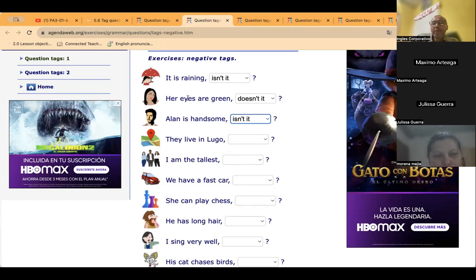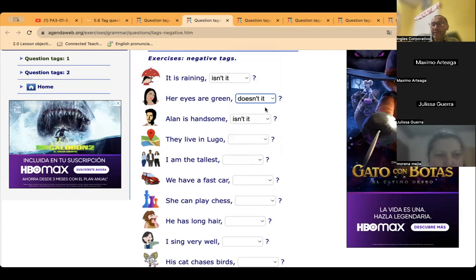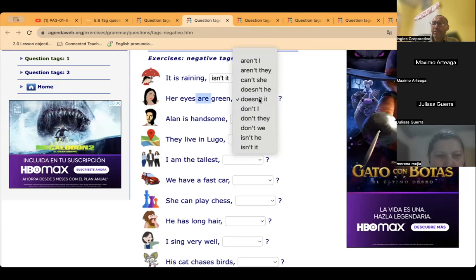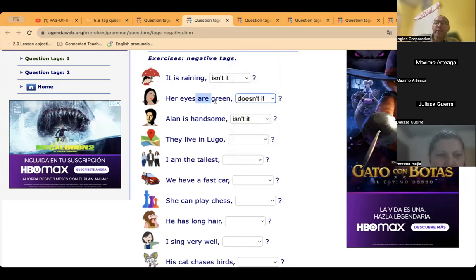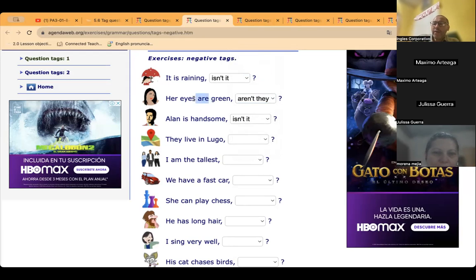Let's take a look. Here, what is the topic? Eyes. Good. How many eyes? One or two? Two. So then it is not correct. And look, this is the one mistake. Look at the auxiliary in the sentence. The auxiliary in the sentence is are. Look at the auxiliary in the answer. Does it match? Aren't they? It does not match. So, her eyes are green. Aren't they? Exactly. Now it is correct.